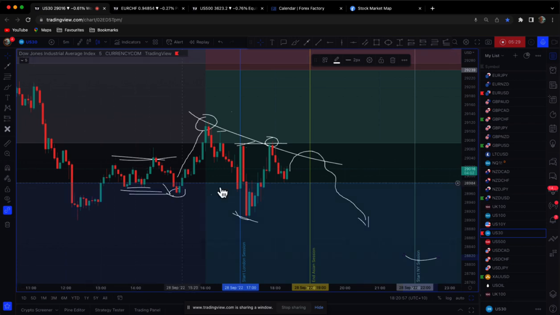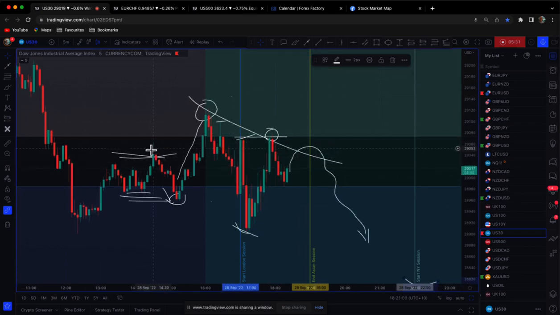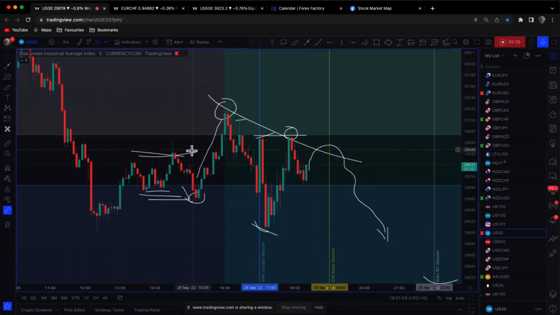That's what I'm looking at, guys. That's what I'm seeing on the chart. I think that more or less wraps it up.